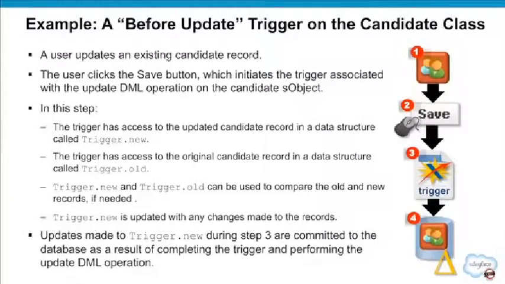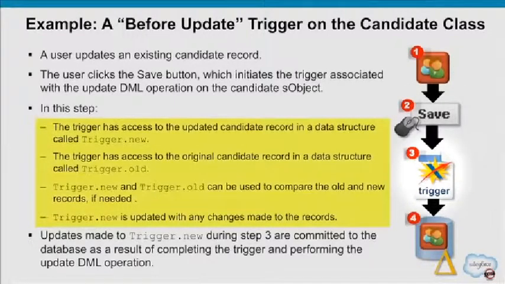If we take a look at the flow of what might occur in a trigger, here the user is editing an existing candidate record, and they're going to click on the Save button, and that's going to attempt to write that record to the database. Salesforce is going to detect if there are triggers associated with the update event. The trigger is going to be able to access that data in a special system variable called trigger.new. Trigger.new represents the records which are about to be written to the database.